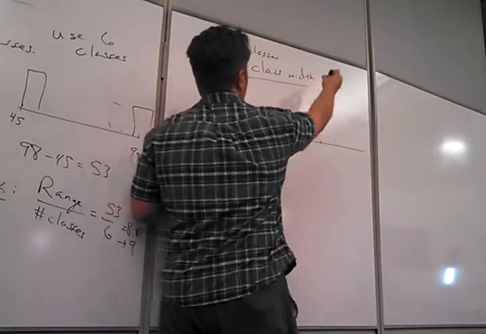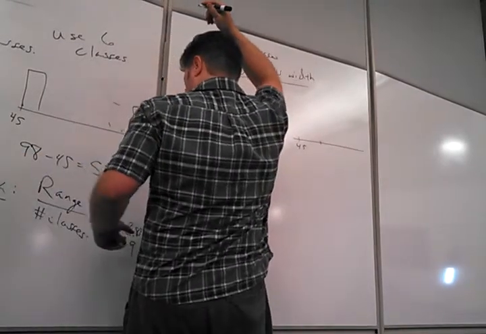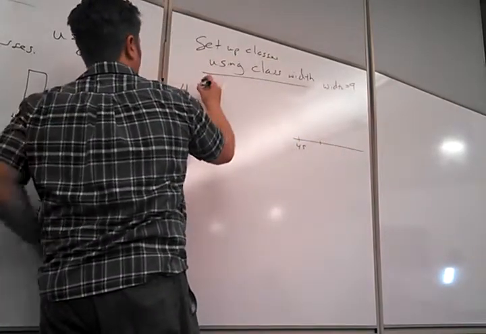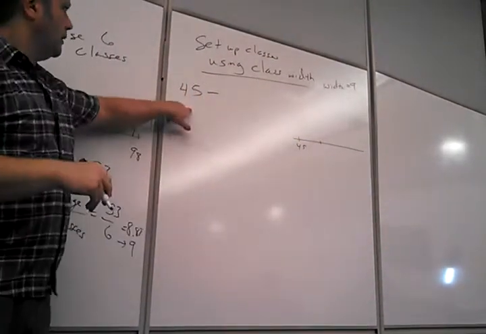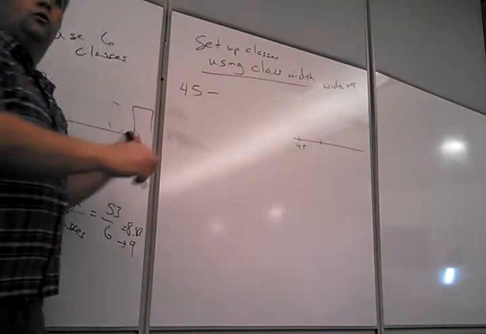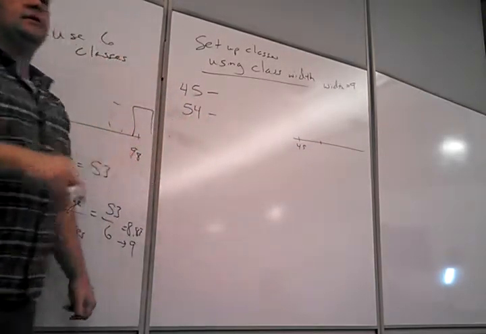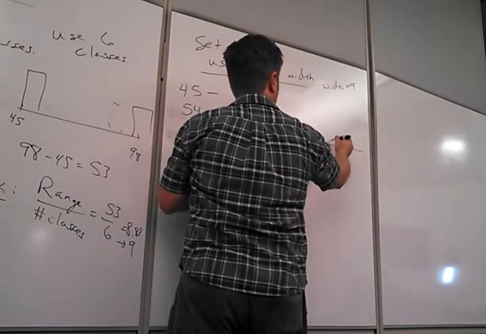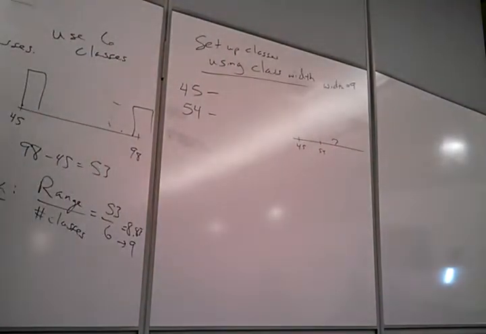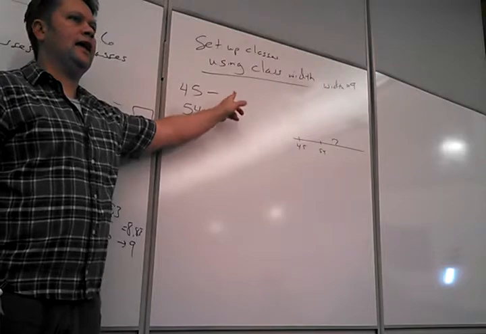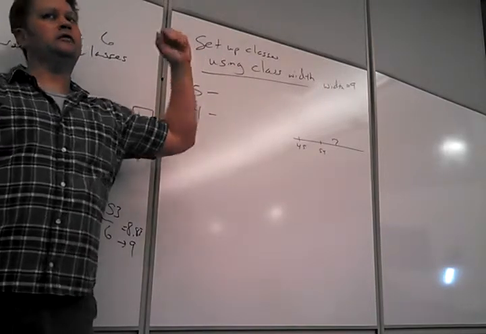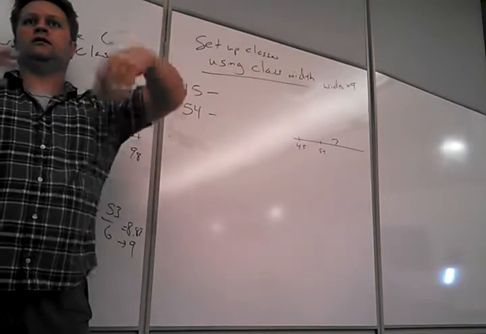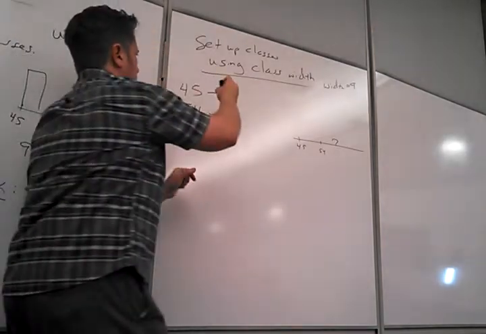If my class width we figured out was 9, and my first class starts at 45, what should my next class start at? 54. Okay, cool. Now that's not crazy difficult, right? So I got 45, and then I got 54. But now tell me what number goes here. The first class ends where? It definitely cannot end at 54, or then where do you put 54? In both? And then it looks like you have more data than you got. So this has got to be 53.